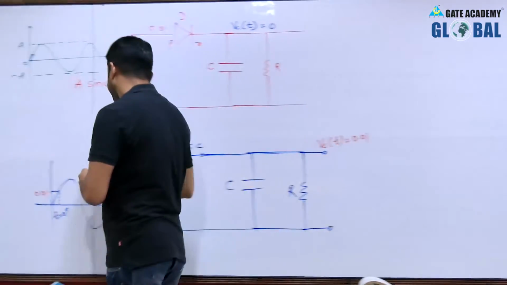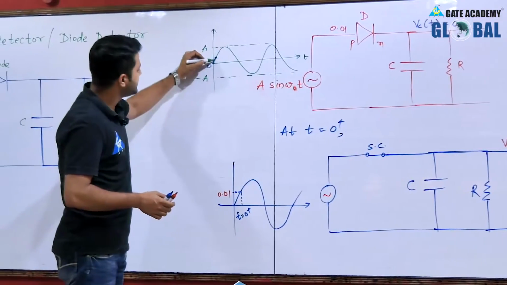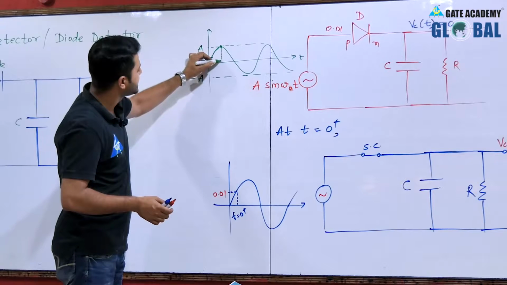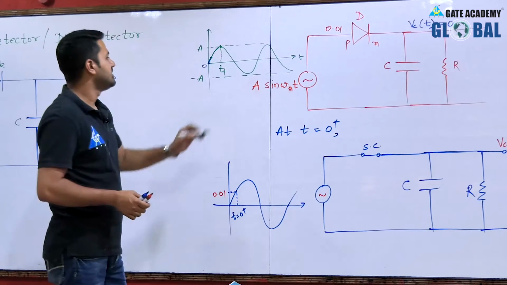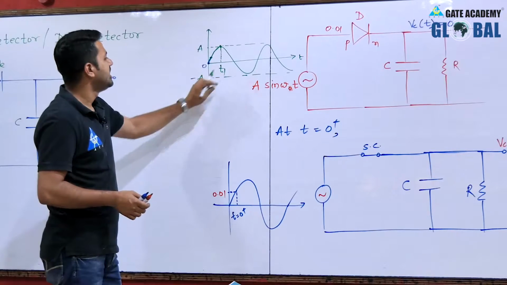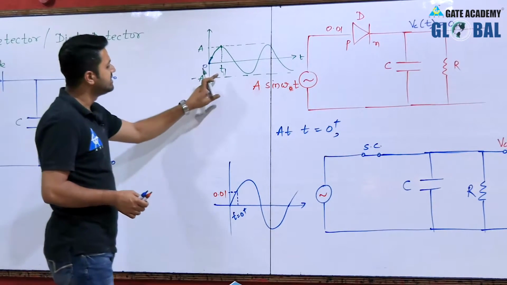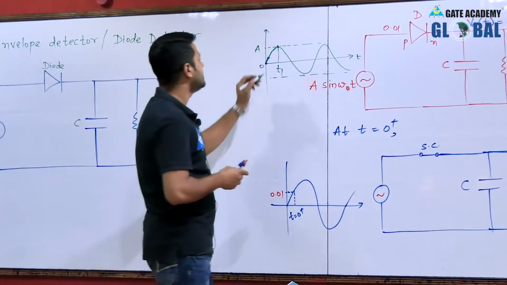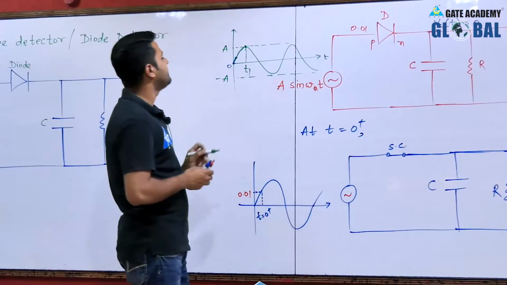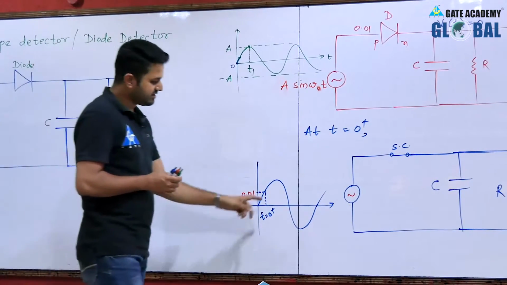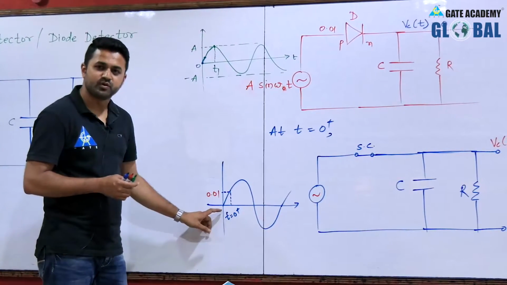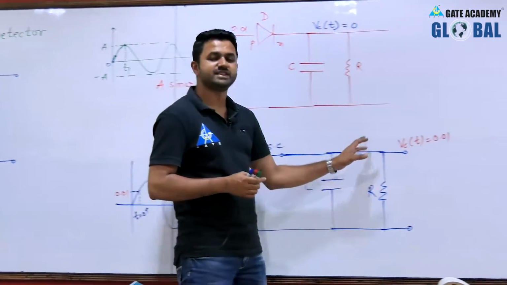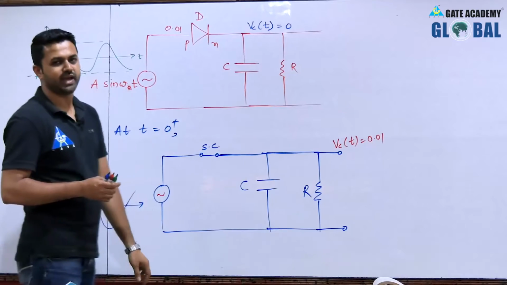That means, when it is increasing from 0 to the maximum value, suppose at time t equal to t1 here, it will reach the maximum value. At time t equal to t1, the input to this envelope detector will reach the maximum value. So now it has the value A. So when the input reaches the maximum value A, the output of this envelope detector will also reach the value A.